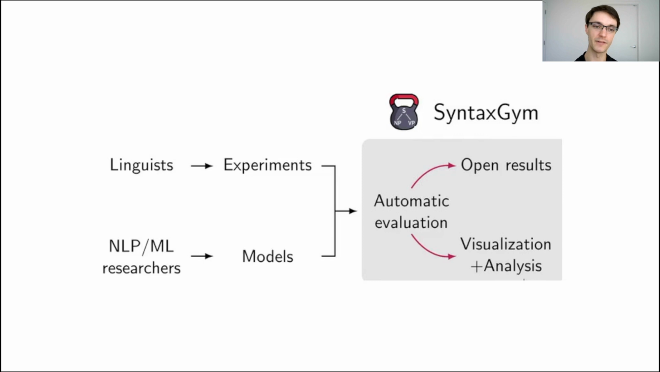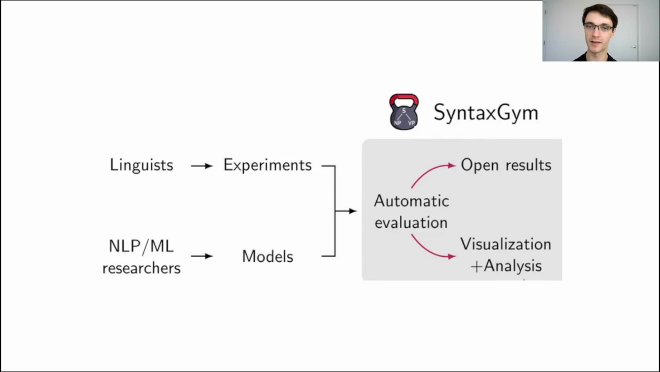Here's the basic layout of the site. We are going to ask linguists to do what they're good at, developing experiments which do controlled tests of theoretically relevant grammatical phenomena. And we're asking NLP and machine learning researchers to develop state-of-the-art language models. What SyntaxGym does is it takes these models and automatically evaluates their performance on these experiments, and then provides the results and accompanying visualizations and analyses for easy access. In short, the goal of SyntaxGym is to make this paradigm of targeted evaluation reproducible, easily accessible, and standardized.